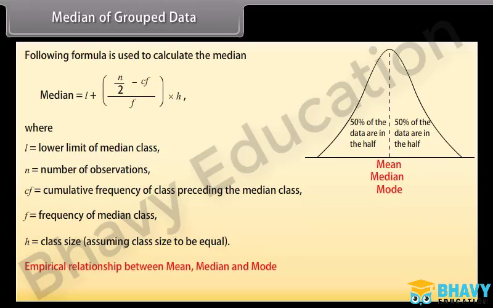Empirical relationship between mean, median and mode. 3 median is equal to mode plus 2 mean.